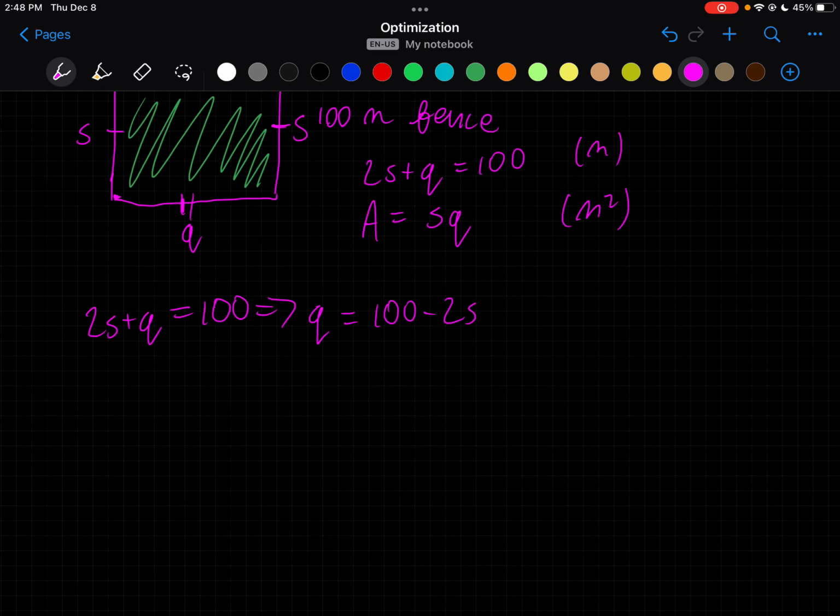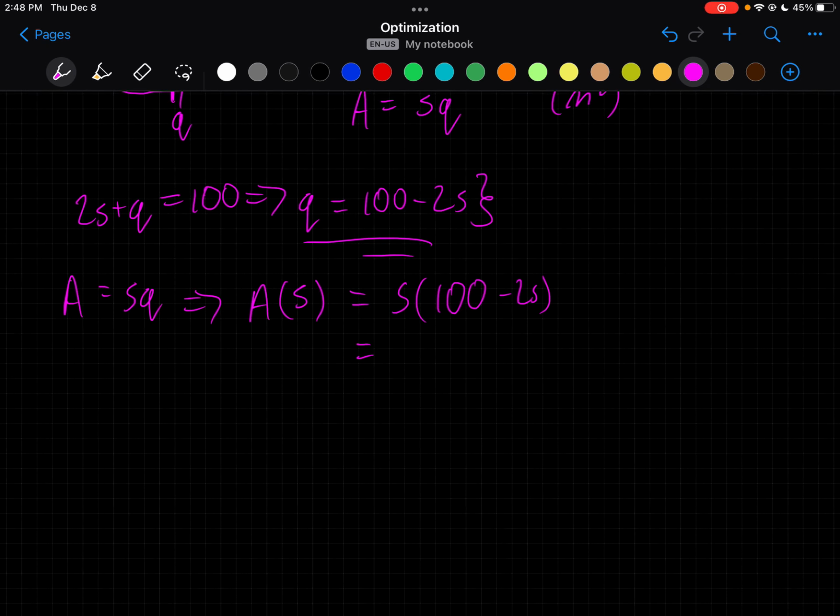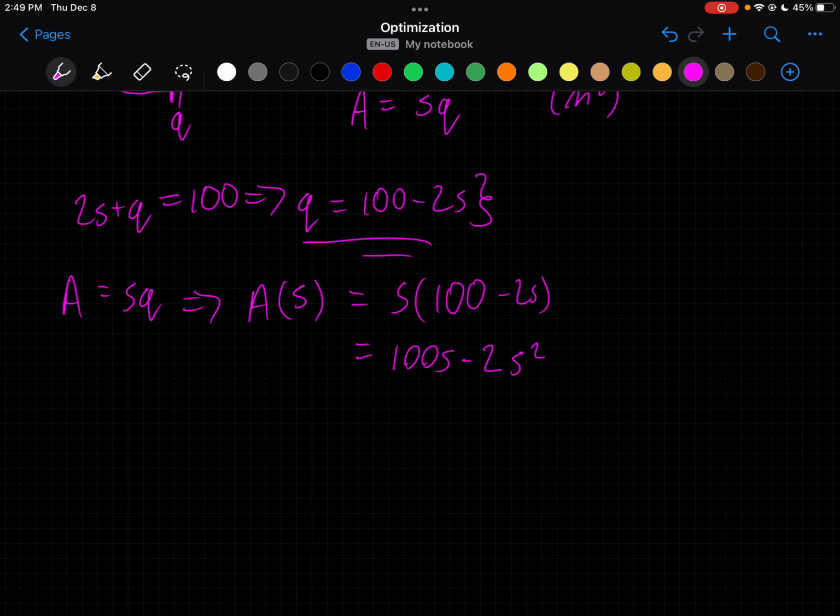So now what you do is go back to the area equation, which is equal to S times Q, but we have another expression for Q. So we can write area solely in terms of S. It's equal to S times (100 minus 2S). Now let's distribute. It's equal to 100S minus 2S squared. Now this, ladies and gentlemen, is the function that we are trying to optimize.